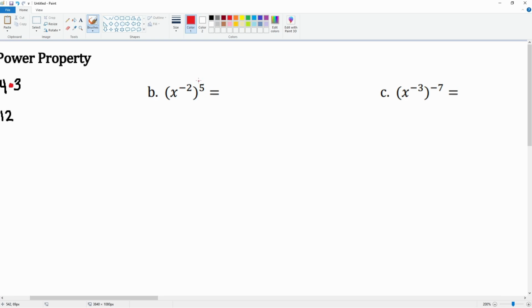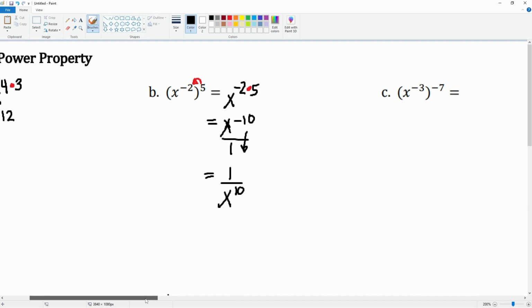Again here we have a power of a power, so we distribute. So the exponent is a -2. We're going to multiply that to the 5. That gets you x to the -10. But we're not allowed to leave it as a negative exponent, so make sure it's over 1. Then you bring it down. So it's now down with x to the +10 exponent.